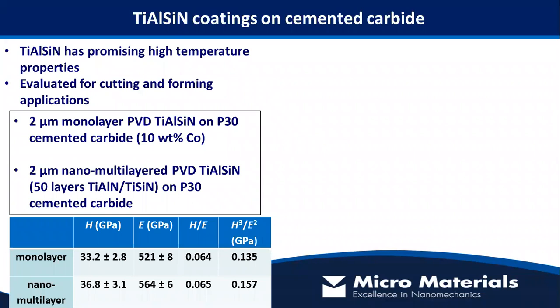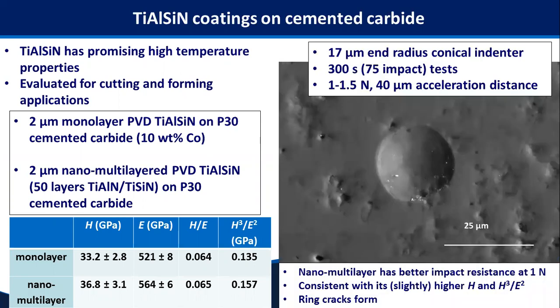So we now look at essentially a monolayer titanium aluminium silicon nitride and a nanolaminate system, both deposited on cemented carbide, in this case with slightly higher cobalt fraction. And these are the very hard systems now, and the nano multi-layered system is a little bit harder and a little bit higher H cubed over E squared, not too much, but it still translates into enhanced performance at low load.